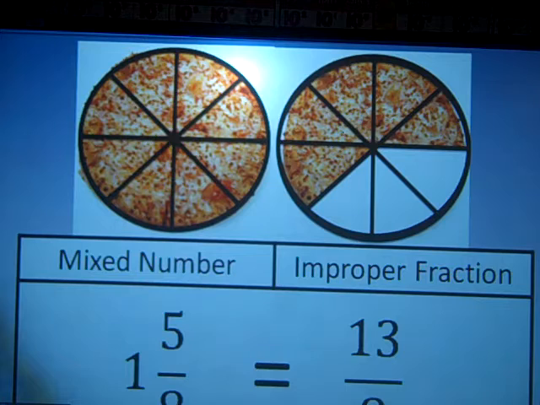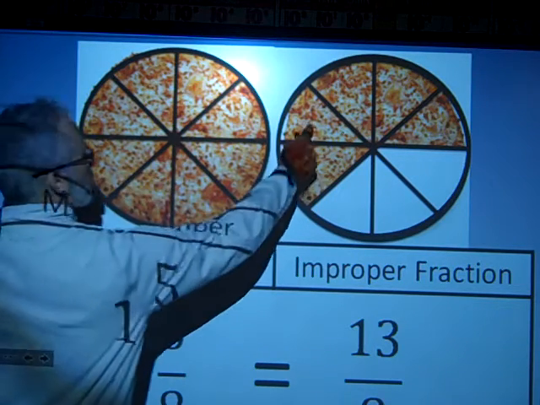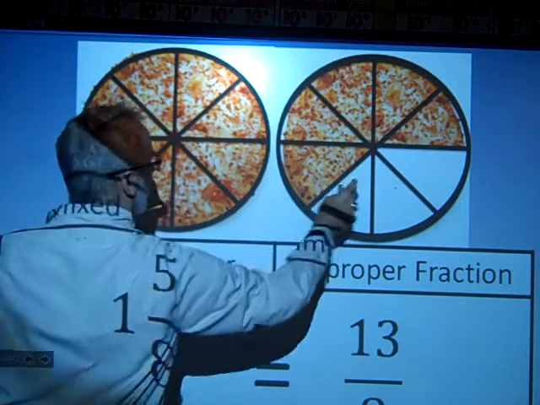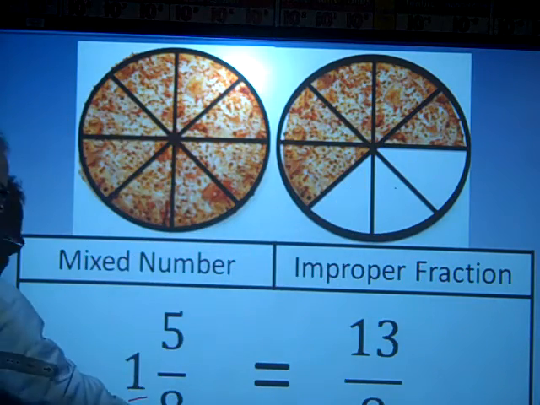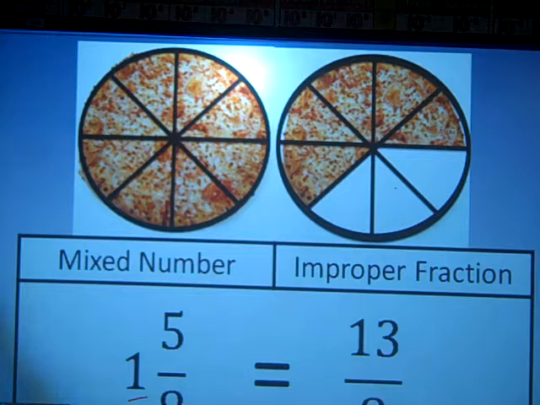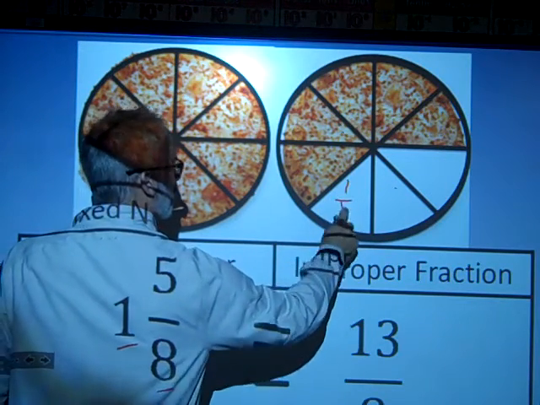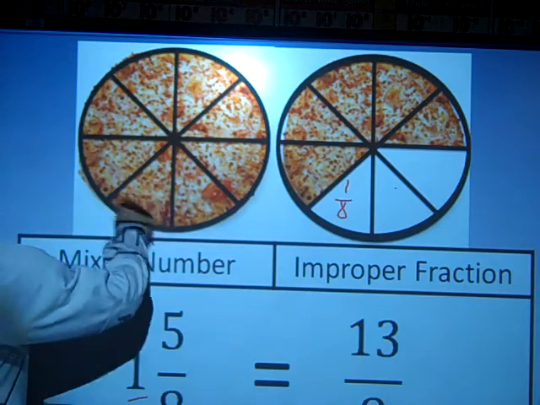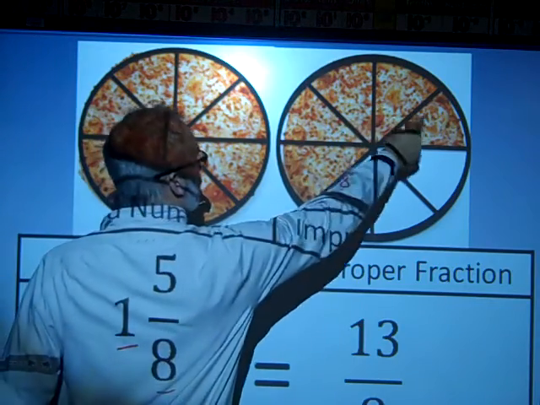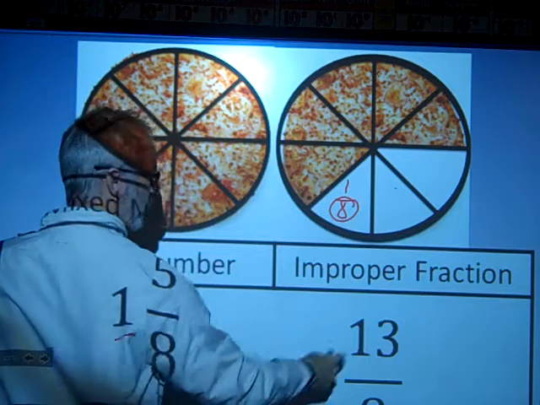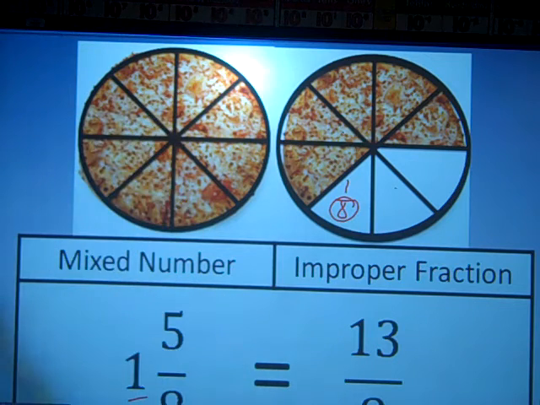So mixed number, improper fraction. Look at my pizza here. The mixed number: I have 1 whole and 1, 2, 3, 4, 5 out of 8. So 1 whole and 5 out of 8. And then I look at the improper fraction. How many of these unit fractions did I count? I have 8, 9, 10, 11, 12, 13 of those eighths. So 13 eighths is what I counted. All right?